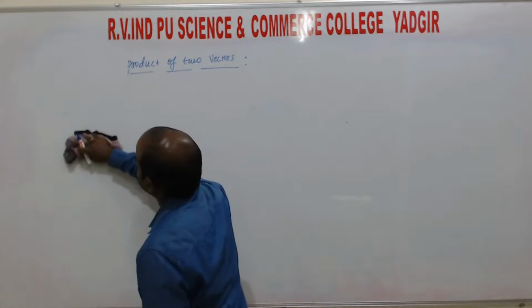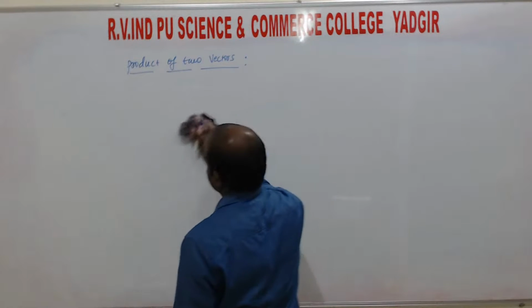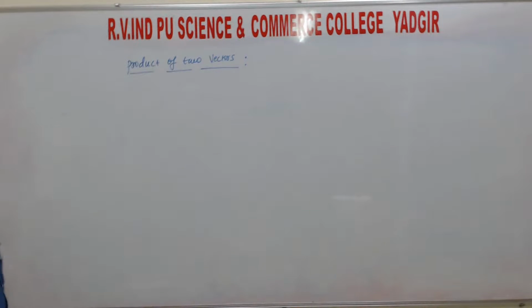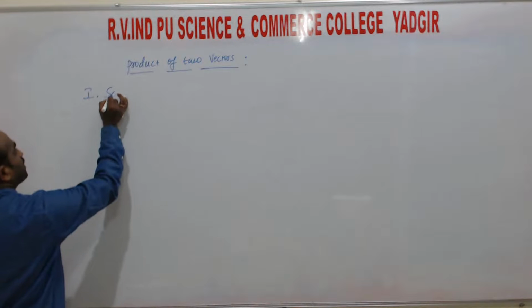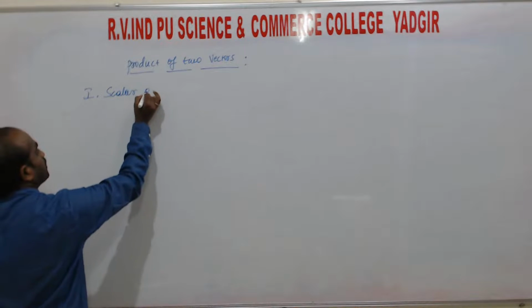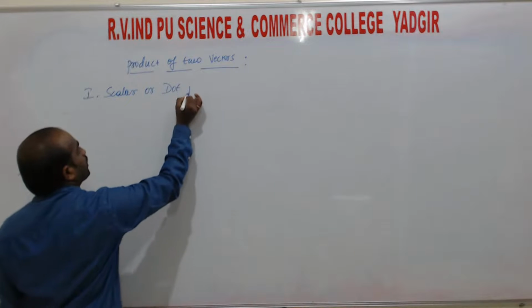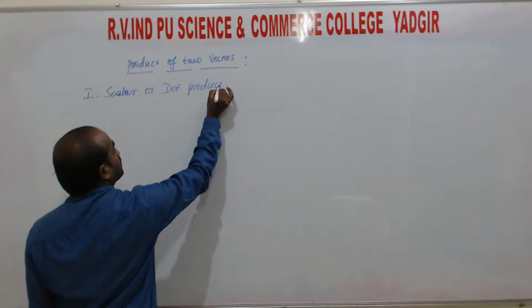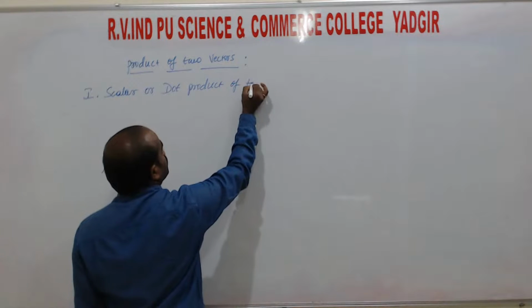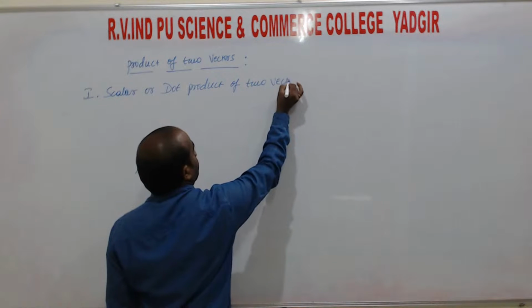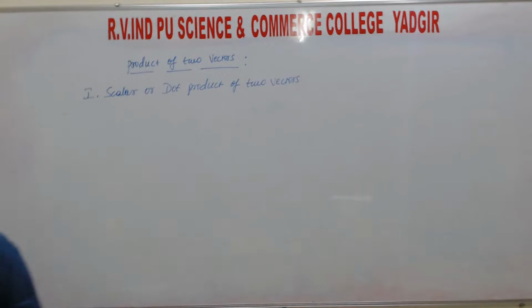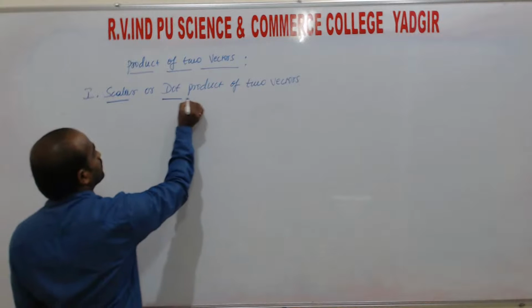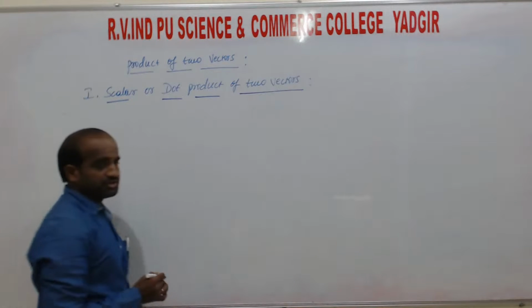There are two ways to define the product of two vectors. First one is the scalar or dot product of two vectors. Definition.